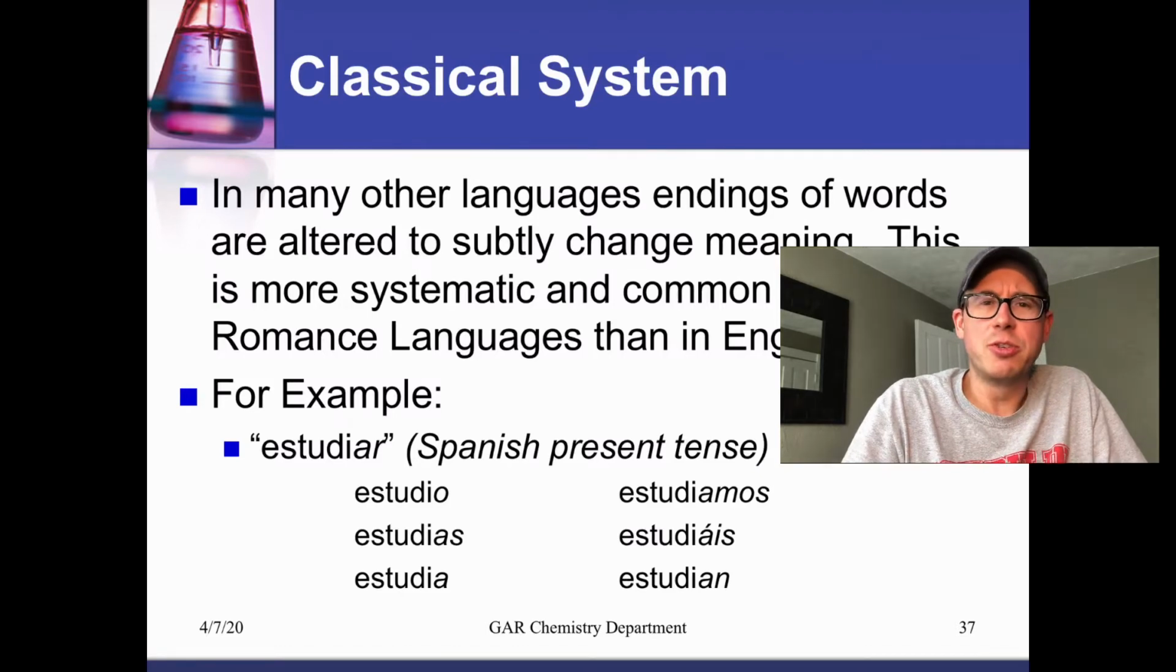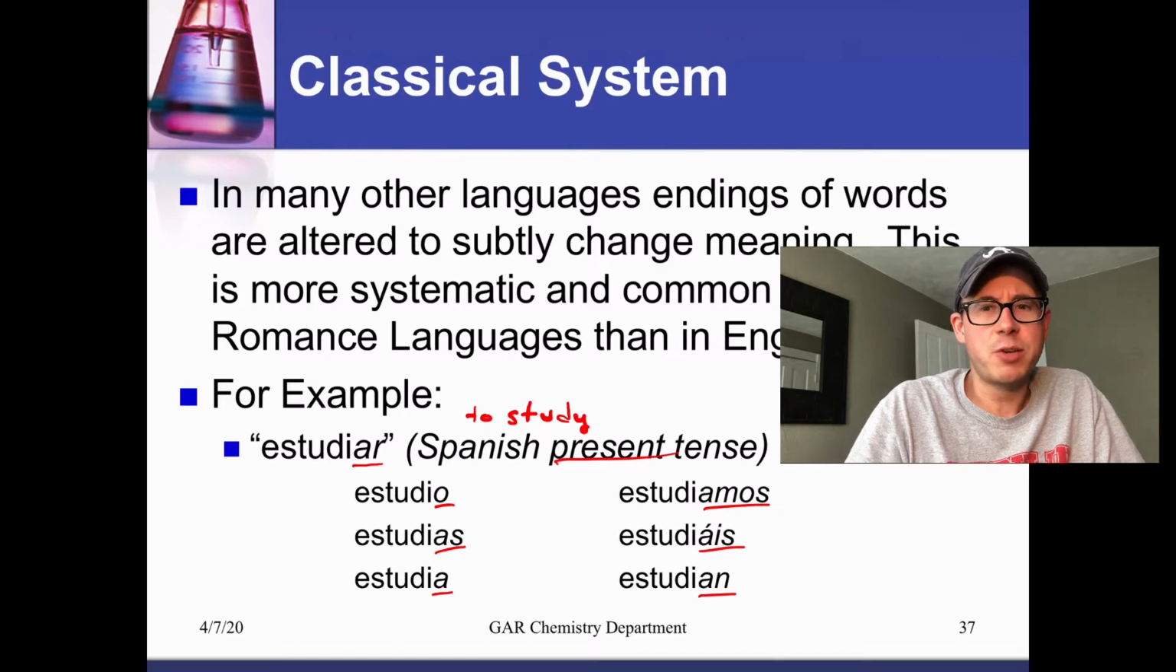To understand how to use Greek or Latin, we actually can take a look at any Romance language, Spanish, Italian, French, Portuguese. It doesn't matter. So if you look behind me, we have the word estudiar, which is Spanish. The ending AR gives it the meaning to be, so it's to study. In this case, if we change AR, we change the meaning of the word a little bit.